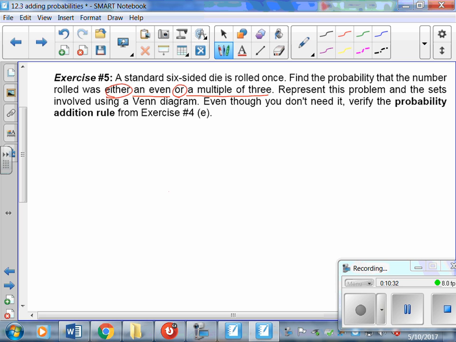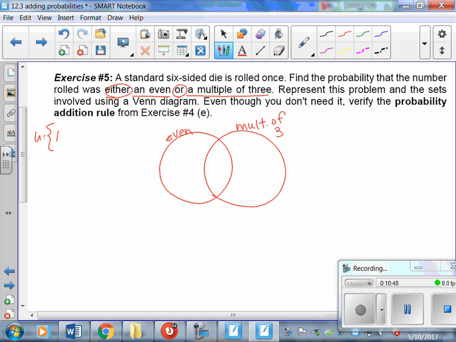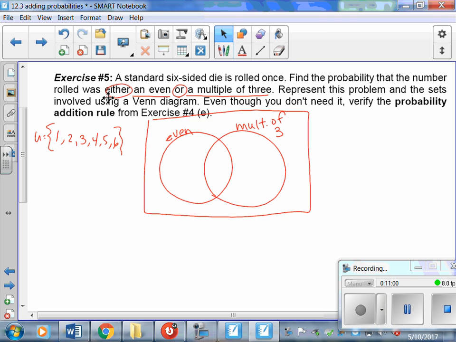So if you think about a Venn diagram, here are my even numbers. Here are my multiples of 3. Remember, my whole set or my universe is going to be 1, 2, 3, 4, 5, 6. Sometimes we also put a box around it that will incorporate all of the numbers. So number 1 is neither.